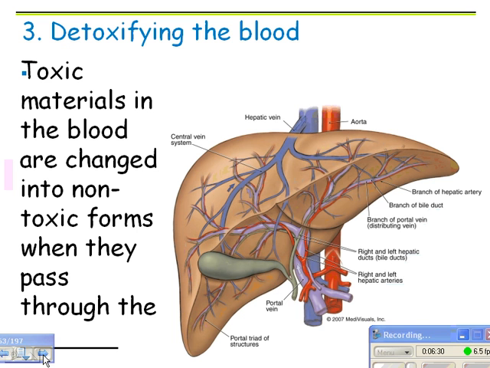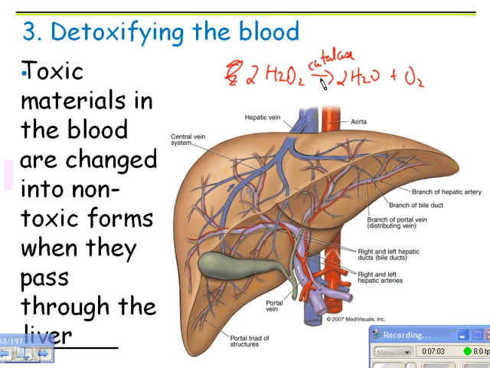Detoxifying blood. Toxic materials in the blood are changed into non-toxic forms when they pass through the liver. And so if you remember that lab we did a little bit ago, we had hydrogen peroxide. That's something that is somewhat toxic. A little bit of it won't kill you, but when your cells make too much of it, it can kill you. So your body breaks it down to water and oxygen, and let's balance this out. The enzyme is catalase. Hold on, Davey. So the enzyme is catalase. We got that from leeks. You can also get it in your liver.